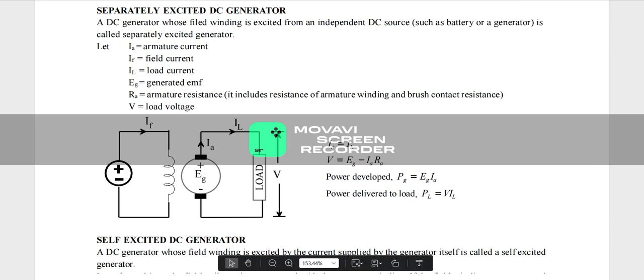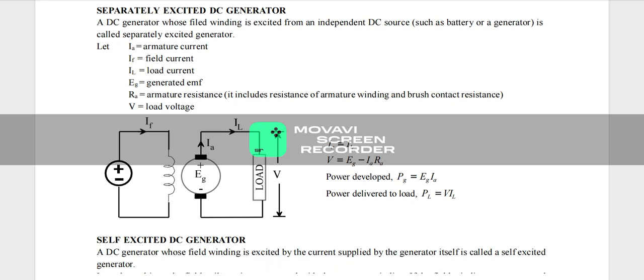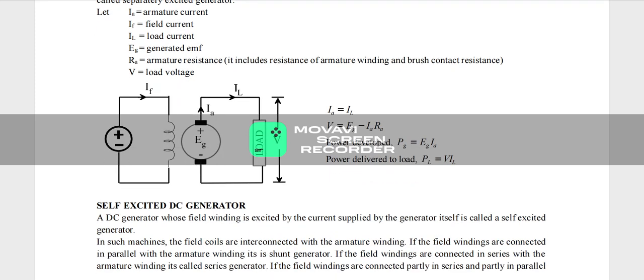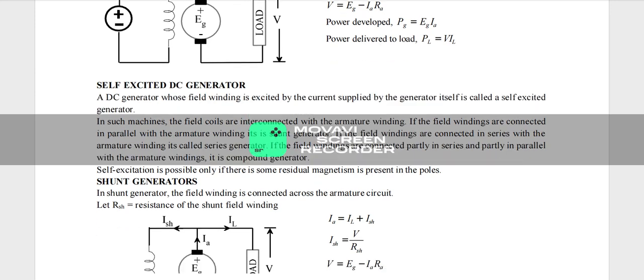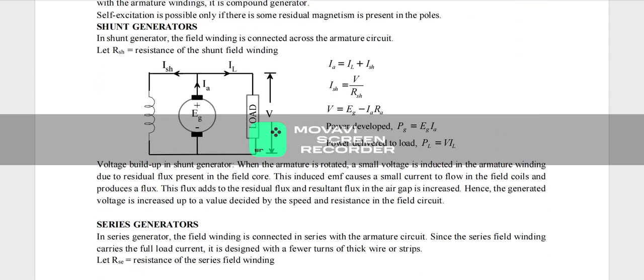Hope it is clear. So you have to draw this diagram for separately excited, and you have to mention the voltage equation, current equation, and power delivered to load and power developed. These are the four equations you have to remember in all the DC generators. Next one will be DC shunt generators. So you can see in this diagram, DC shunt generator is nothing but the field winding is connected in parallel with the armature windings, right?